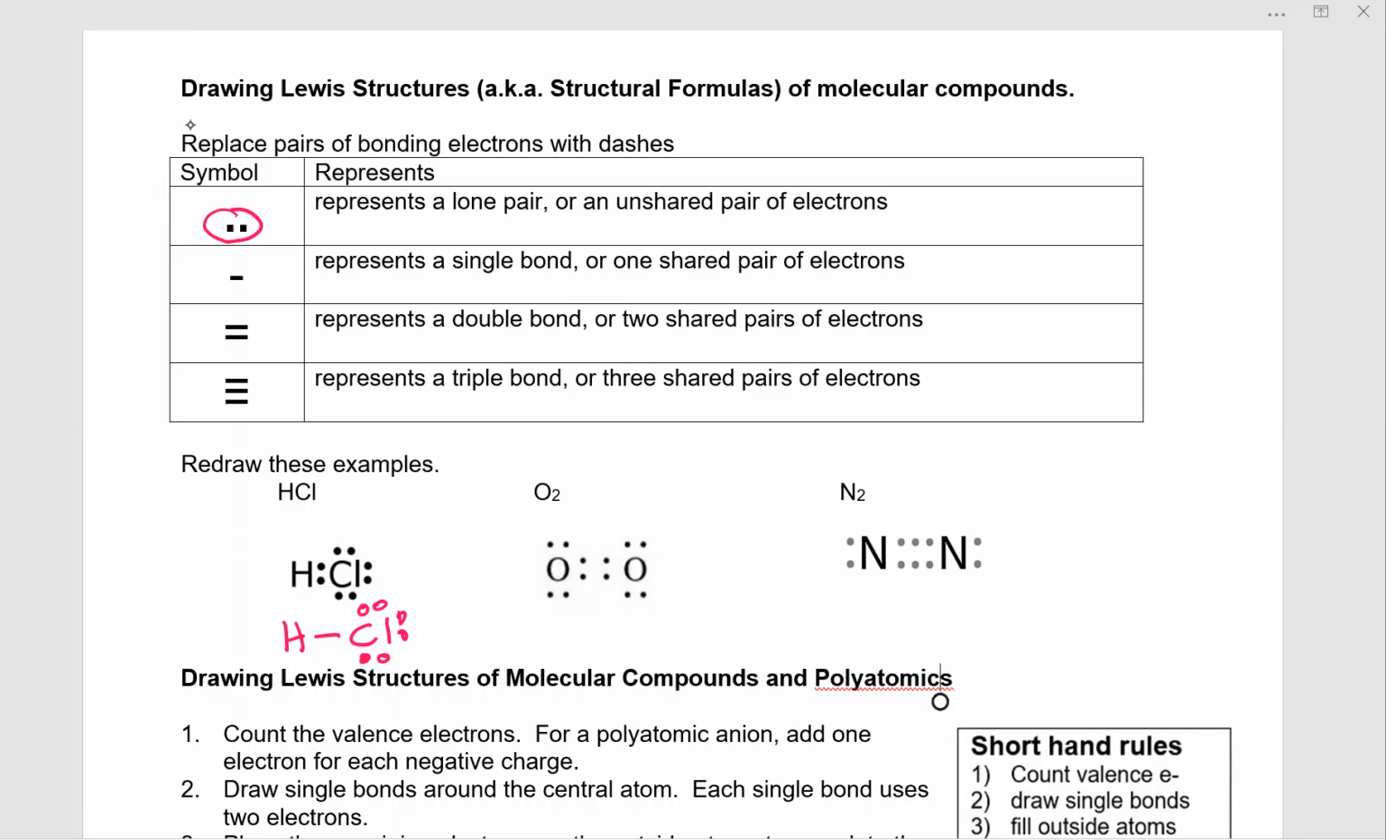If we have a double bond, we're going to use 2 dashes. So down here, O2 becomes this. And then for a triple bond, we're going to have 3 dashes. So nitrogen is drawn like this. Okay, we're going to stop there before we go on to the really complicated part, which is drawing Lewis structures of molecular compounds.